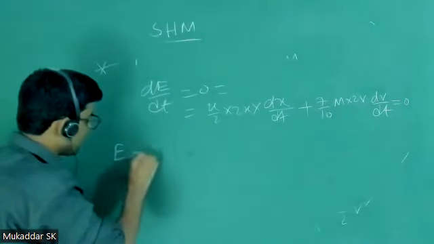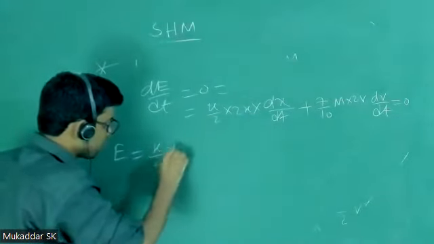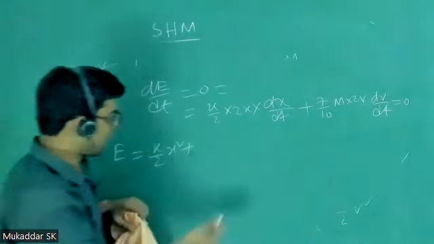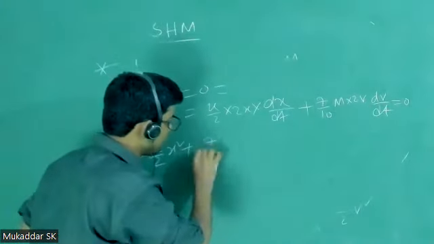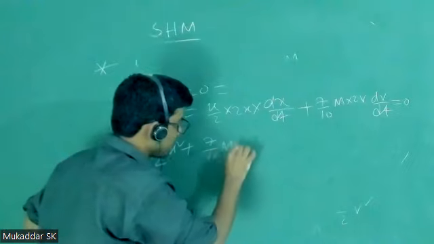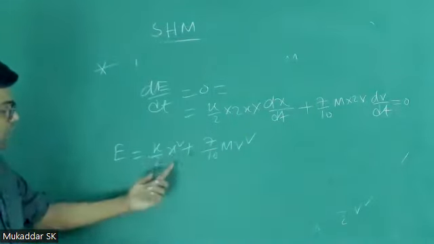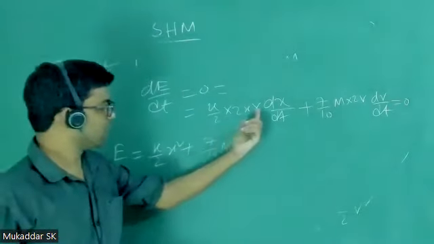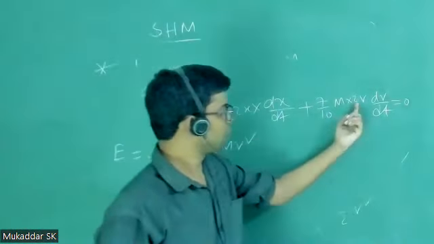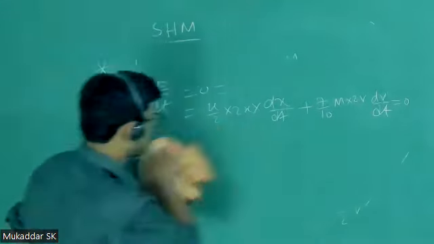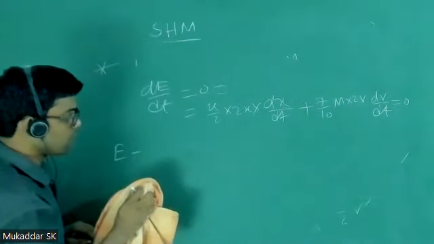So you have E, that is k by 2 x square, and then you have a kinetic energy part. If you add it, you will have 7/10 m v square. Okay, so you are differentiating. So x square का 2x, then dx by dt, then v square का 2v dv by dt. Okay, लिख लिया ना?